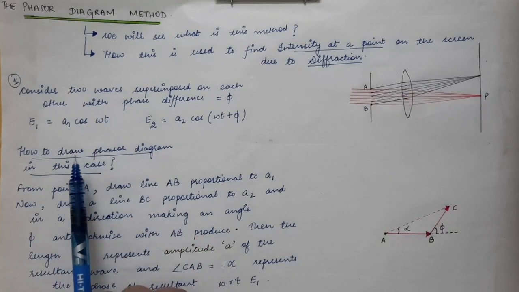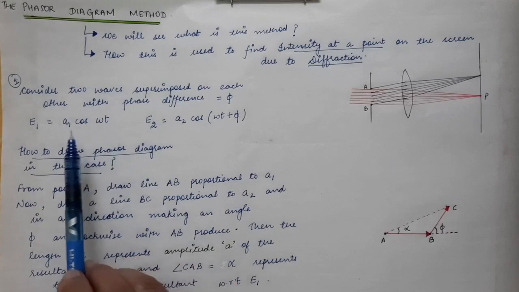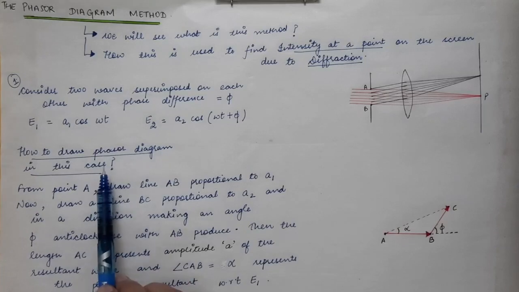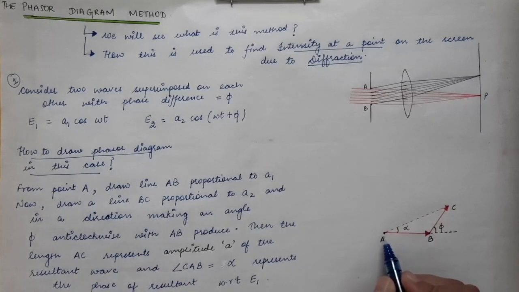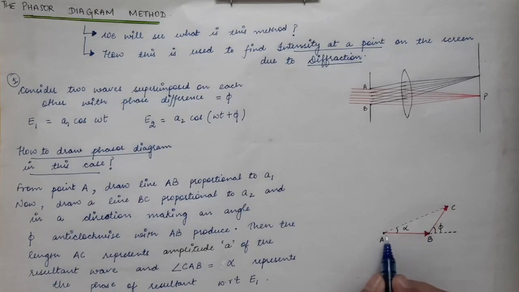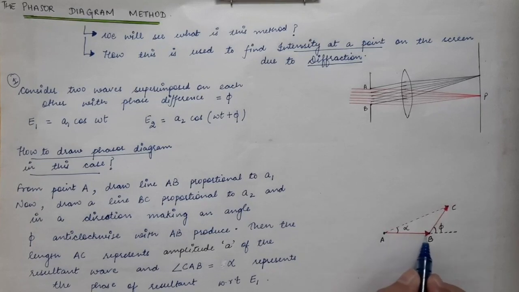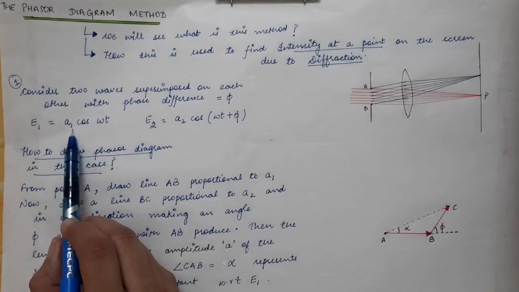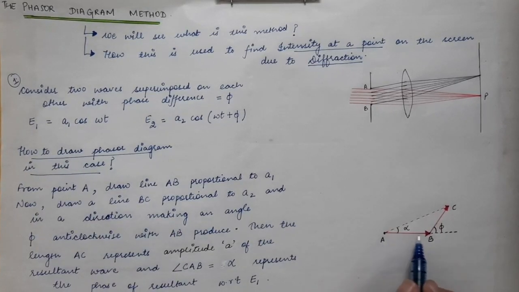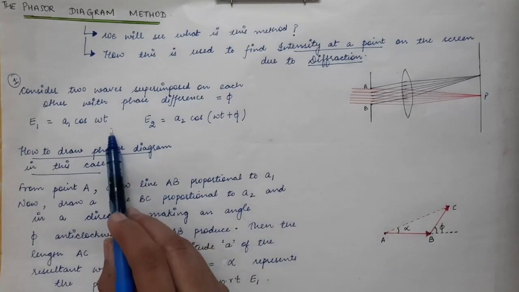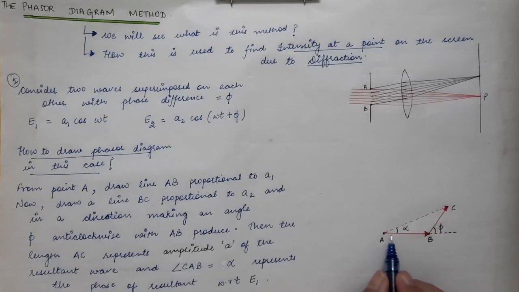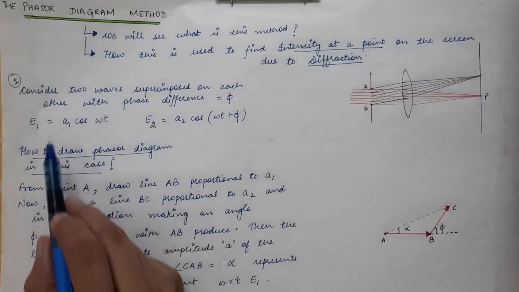First we have the first wave. It has amplitude A1 and its phase is equal to 0. So we will draw a line starting from point A to point B. We draw a vector from A to B, and the length of this vector will be proportional to A1, the amplitude of the first wave. We have drawn the first arrow in the horizontal direction because its phase is equal to 0.